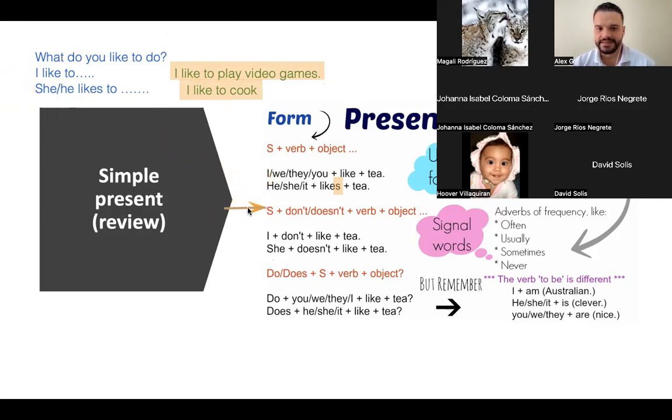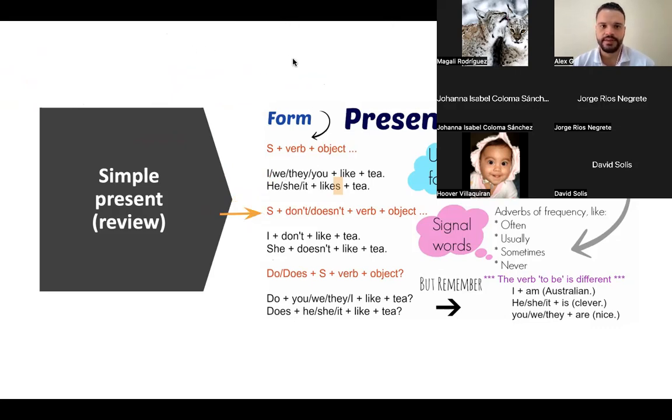What about the negative? For negative, we have to use the negation don't. So in this case, we're going to practice don't and doesn't. What about Blanca? Blanca, can you read the examples that we have here?